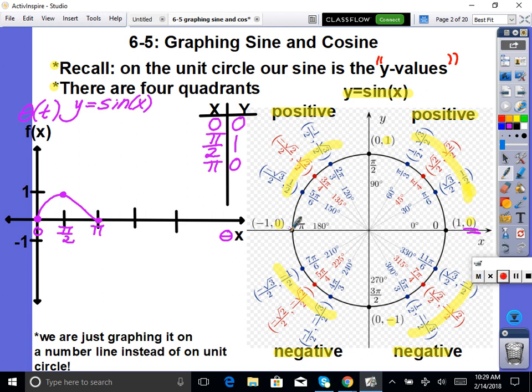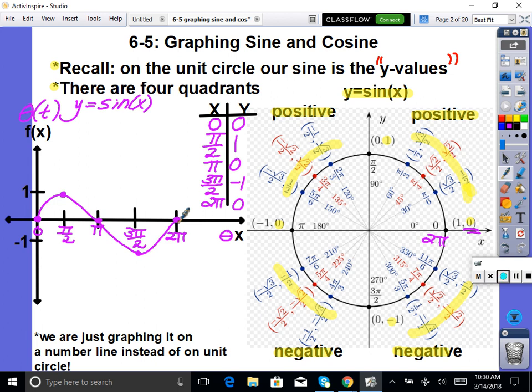Then from there, we're focusing on our y values. Now we're going into the negatives, negatives, negatives, till at 3 pi halves, we hit -1. And then after that, we're going negative but upwards, upwards, upwards, till at 2 pi, we're back up to 0. And there's our sinusoidal wave.